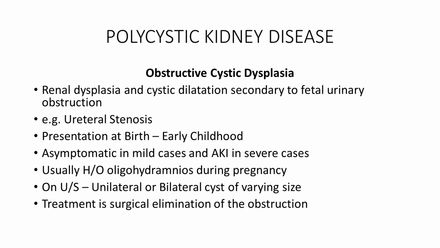The other disease is obstructive cystic dysplasia. There is again a renal dysplasia with cystic dilatation secondary to fetal urinary obstruction, ureteral stenosis. If there is a ureteral stenosis in the fetus, it can lead to renal dysplasia and cystic dilatation. Presentation is at birth or early childhood, asymptomatic in mild cases, and it can result in acute kidney injury in severe cases. Since there is ureteral stenosis, the child is not passing urine into the amniotic fluid, so there is oligohydramnios, that is, during pregnancy. Ultrasound shows unilateral or bilateral cysts of varying size. Treatment is surgical elimination of the obstruction.